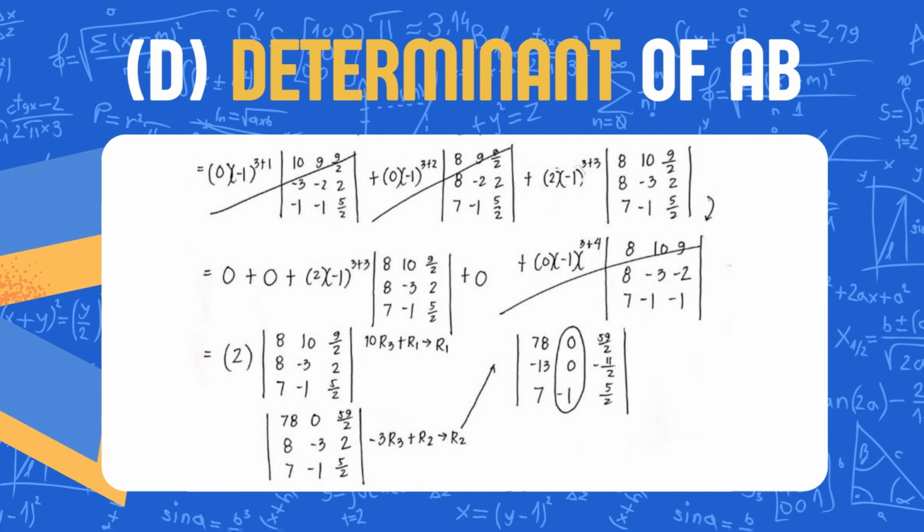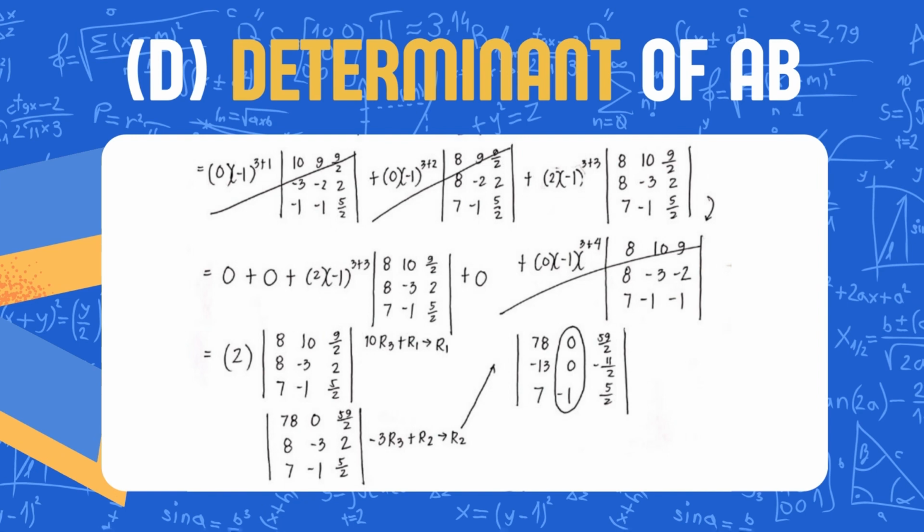Then, as I have achieved the most number of zeros in my desired row, I will use it and expand it. As we expand the chosen row, we notice that the 3 terms are equivalent to 0, so we can cancel them out. The only term left is 2 multiplied by negative 1 raised to 3 plus 3, and its matrix, which is 8, 10, 9 halves, 8, negative 3, 2, 7, negative 1, and 5 halves.